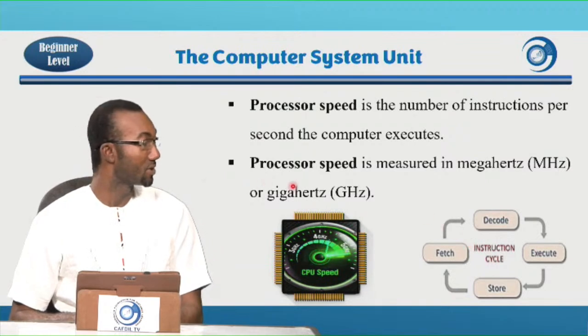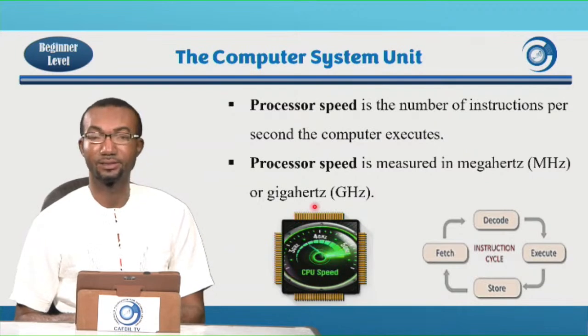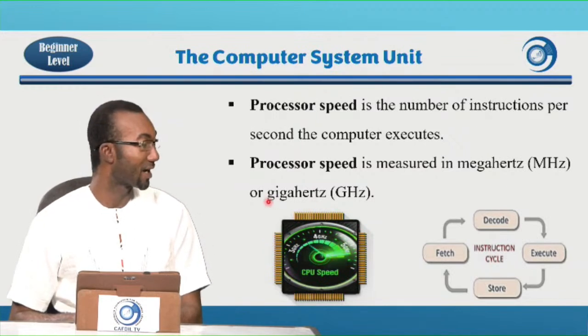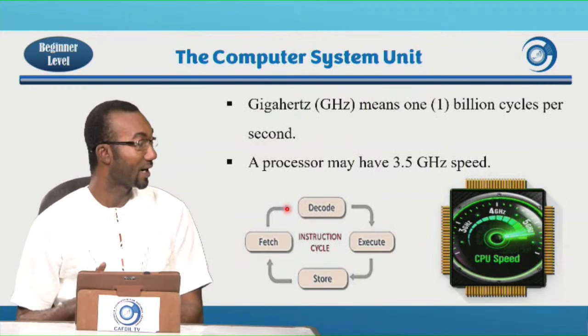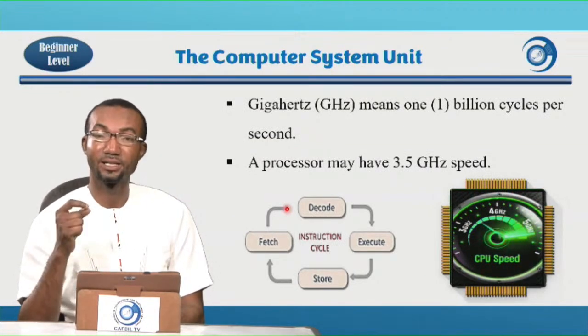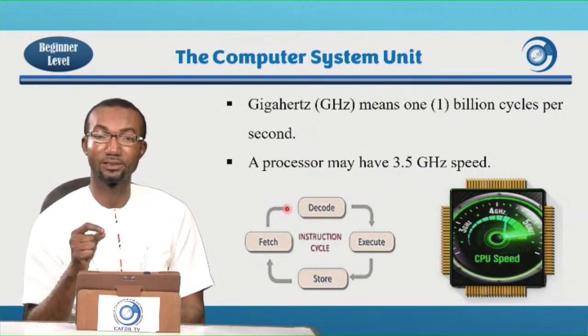And the CPU speed is measured in megahertz and gigahertz. These days, all the machines that we have these days have the speed of gigahertz. So when we talk about gigahertz, what does it mean? Gigahertz means 1 billion cycles per second.